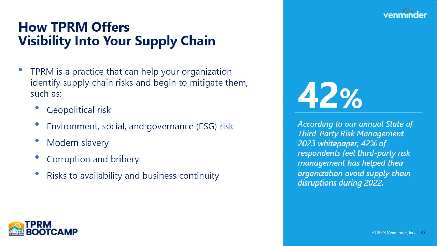So things that supply chain management can help you with in third-party risk management are things like geopolitical risk, environmental, social, and governance, or ESG risk, issues like modern slavery, concerns around corruption and bribery risk, and of course the risk to your vendors' availability and business continuity. Those are all just pieces of the puzzle that marrying supply chain management and third-party risk management processes can help you with.